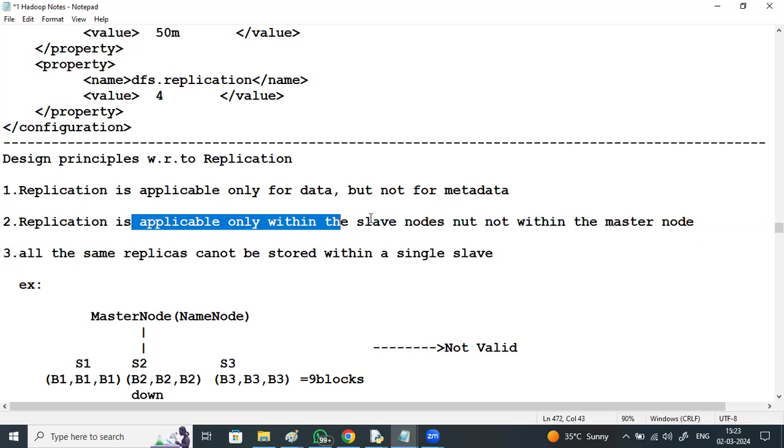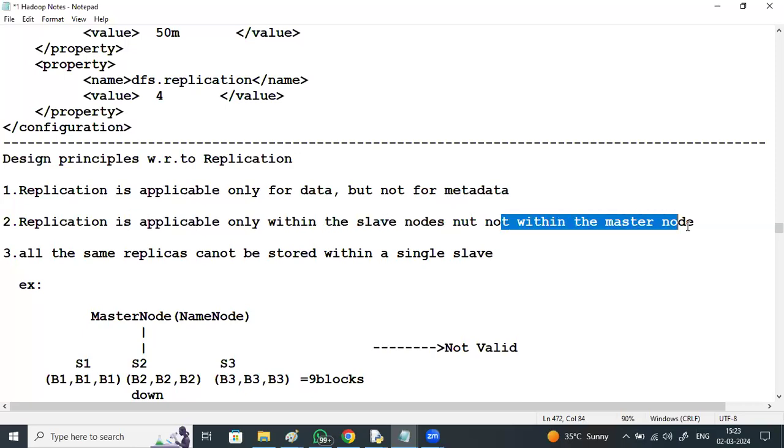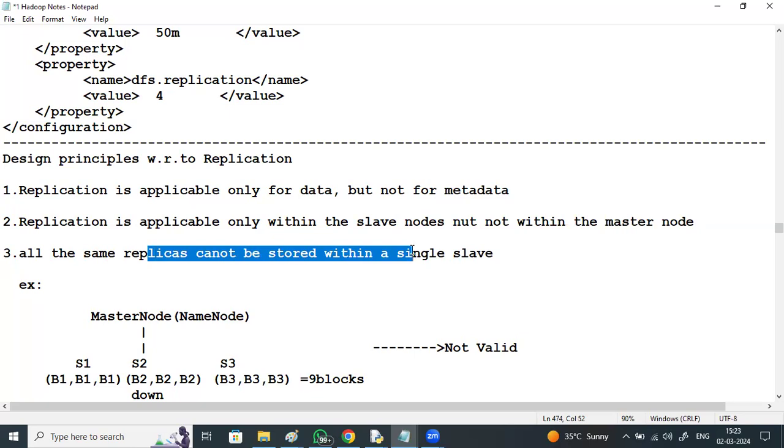Replication is applicable only within the slave nodes, but not within the master node.